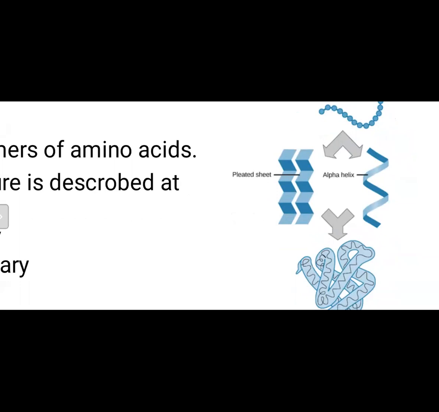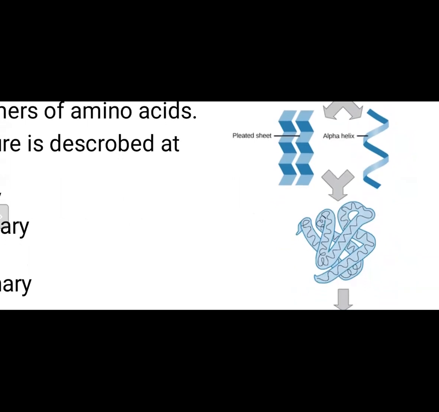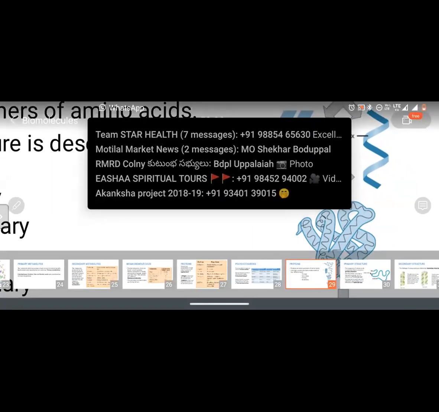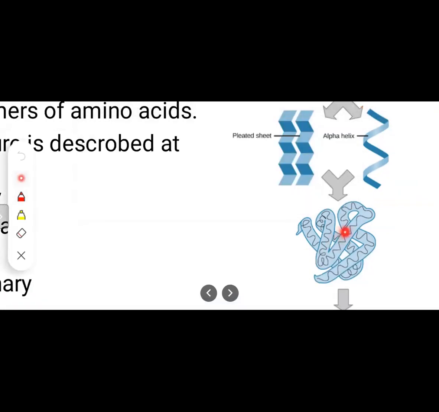If you take any protein, it has alpha helices as well as beta sheets. You can see here, these are the beta sheets. You can see sharp edges here. These are the beta sheets. And you can see this is the alpha helix. So if you take any protein, it has alpha helices and beta sheets. Along with that, it has turns and loops.